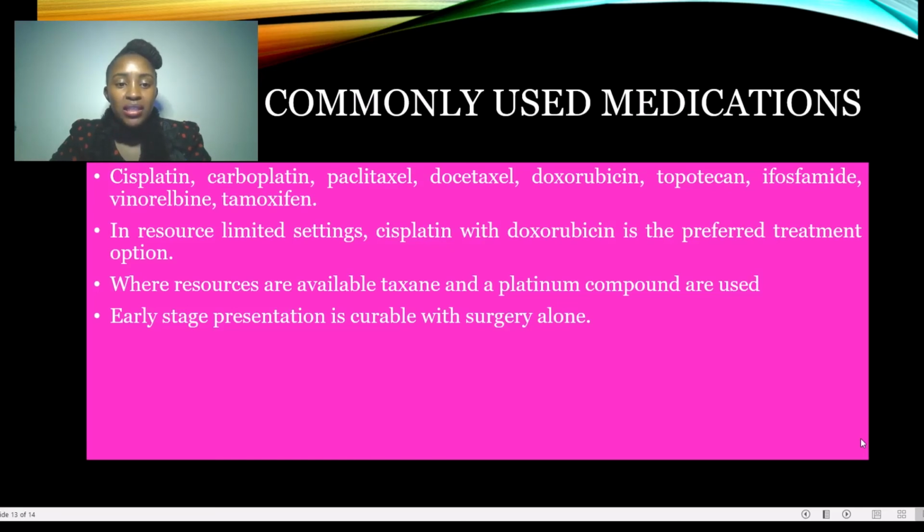Then early stage presentation is curable with surgery alone, so that is why I am insisting that if you're experiencing any of these symptoms, see your healthcare provider as early as possible, because if caught early, it could be cured with surgery. However, if disease has advanced to a certain level, there will be surgery and there will be chemotherapy, and most likely radiotherapy in later stages.